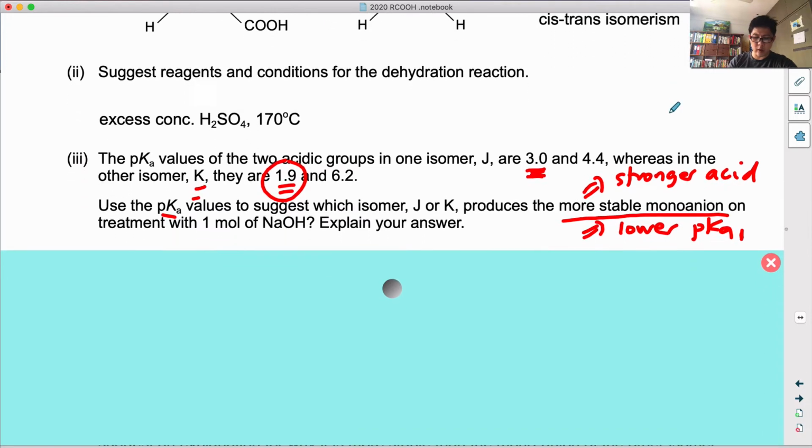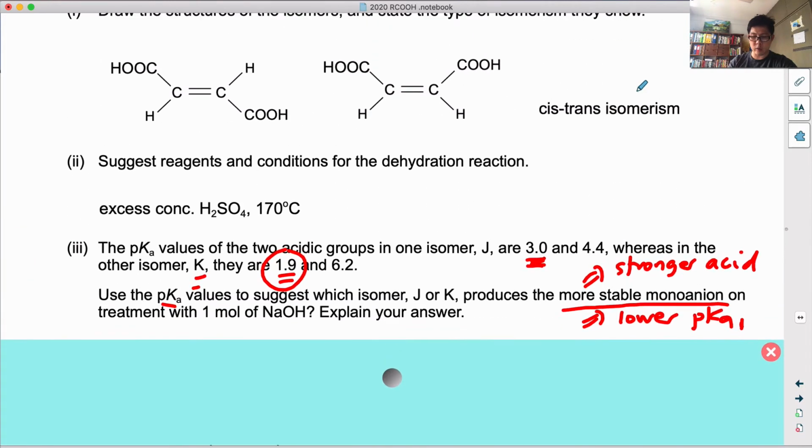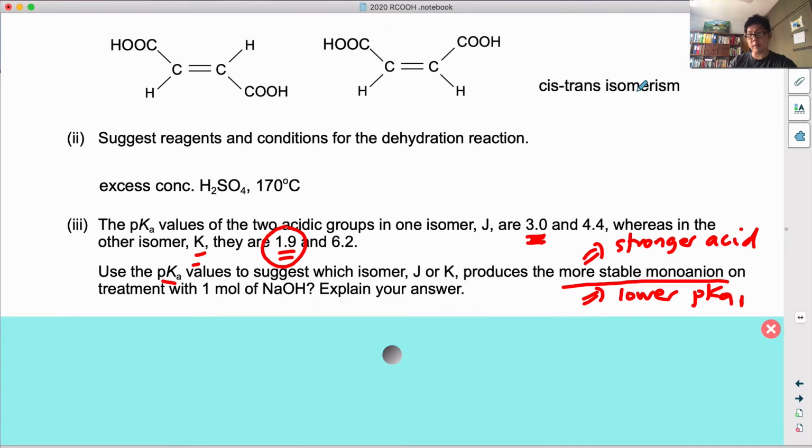In order to explain which is the stronger acid, the one that forms the more stable anion, if you look at it, you will realize that this is supposed to be K and this would be J. I'm just going to draw very quickly why K will form a more stable anion. If you draw it nicely, it should look something like this. When it loses the H plus, it becomes O minus.